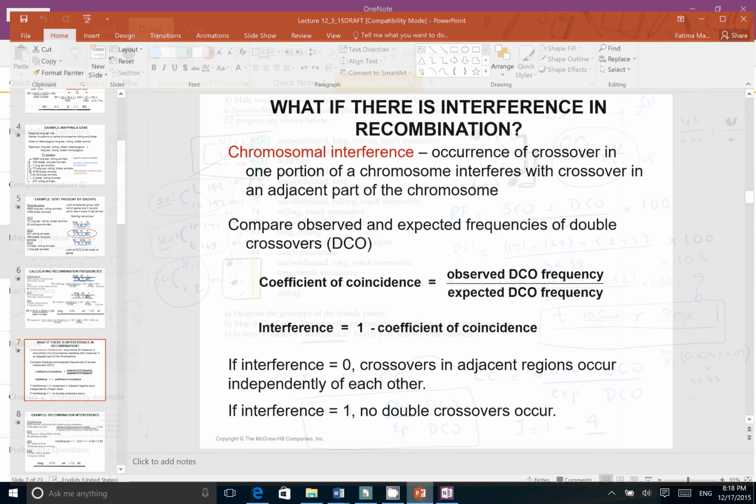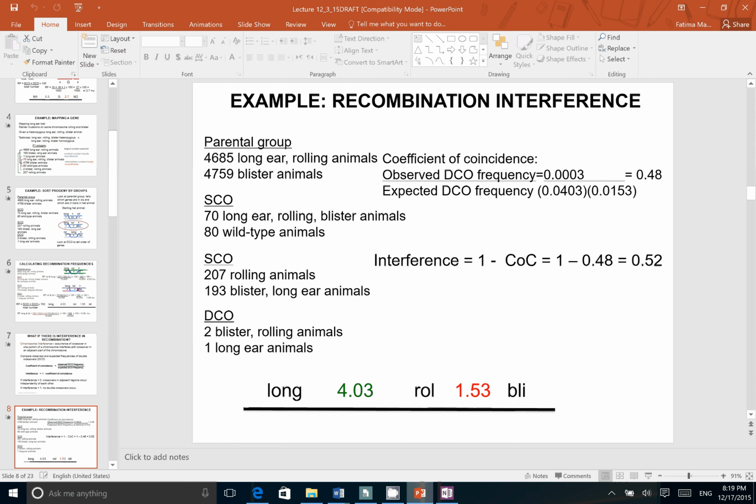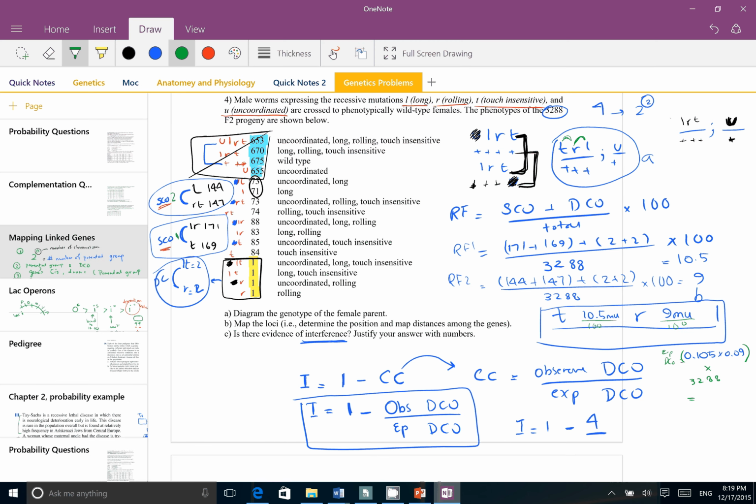Let me check the equation here. How was it used? Oh, I apologize. I realized you don't even have to multiply by 3,288. Oh my god, I keep making mistakes. I apologize for that. So you just take this divided by 100 and this divided by 100, and multiply them by each other. So if I multiply 0.105 by 0.09, I'll just get the answer.